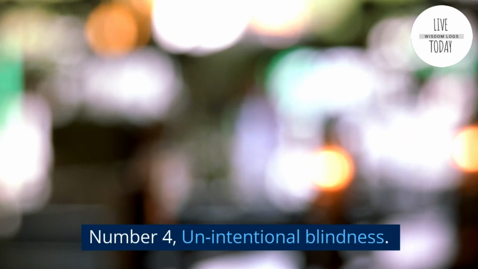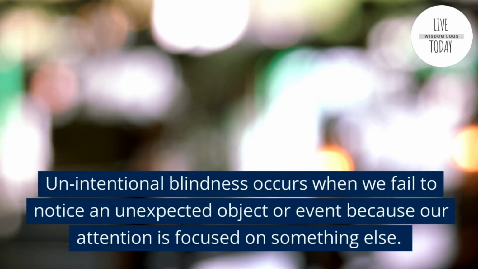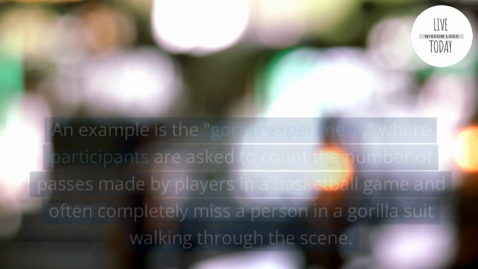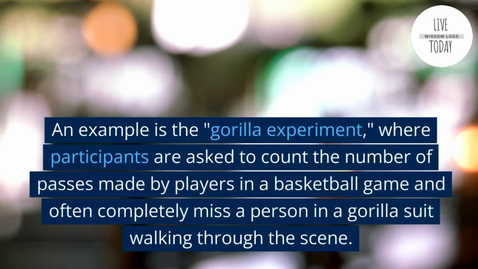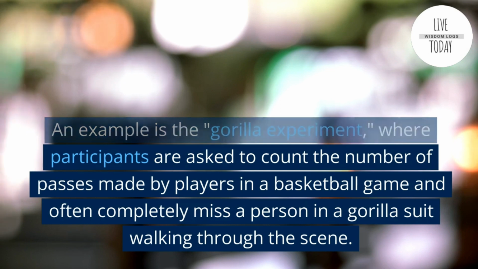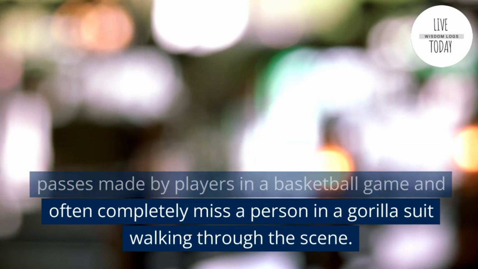Number 4. Unintentional blindness. Unintentional blindness occurs when we fail to notice an unexpected object or event because our attention is focused on something else. An example is the gorilla experiment, where participants are asked to count the number of passes made by players in a basketball game and often completely miss a person in a gorilla suit walking through the scene.